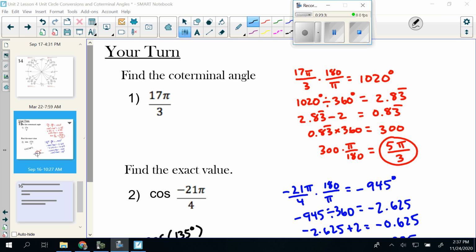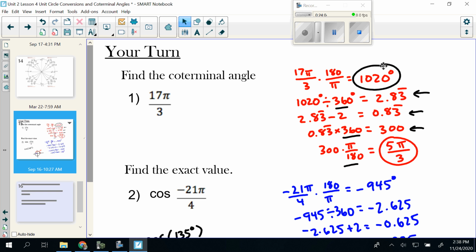So this first one, change it first to degrees. You should have got that many degrees. Divide by 360, it's 2 and a little bit more, minus the 2, multiply back by the period. It's the same as 300 degrees. If you multiply back by your conversion factor and simplify, you should have got 5 pi over 3 as the coterminal angle. For the second one, well, let's do that same thing with the angle to figure out our coterminal angle here. So you got convert, this is the same as negative 945 degrees. Divide by our period, and it's negative 2.625.